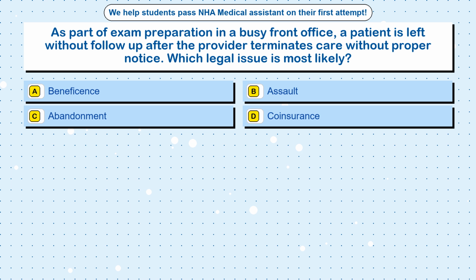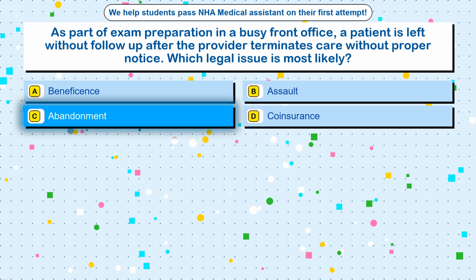Question 7. As part of exam preparation in a busy front office, a patient is left without follow-up after the provider terminates care without proper notice. Which legal issue is most likely? Option A. Beneficence. Option B. Default. Option C. Abandonment. Option D. Coinsurance. The correct answer is option C.